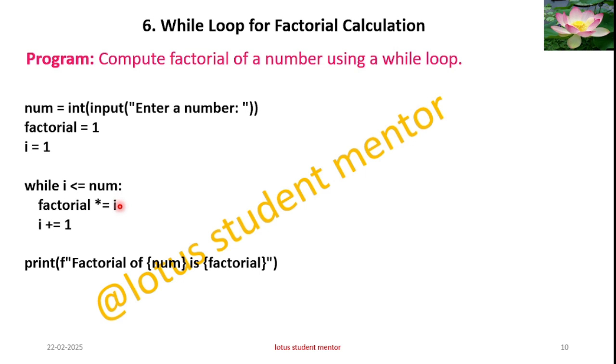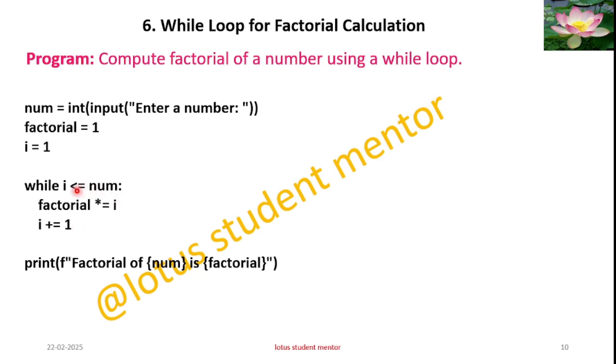That 2 goes here, with the factorial already stored as 1. Then factorial equals factorial times 2, that is 1 times 2. Then again I equals I plus 1, and I is already 2, so 2 plus 1 is 3.